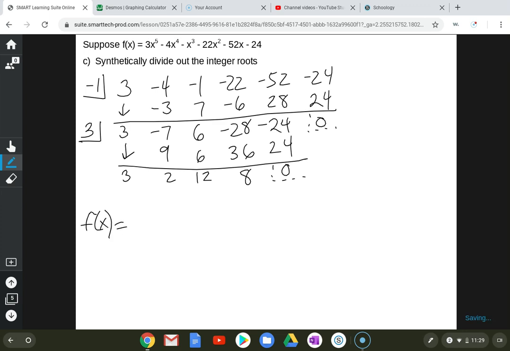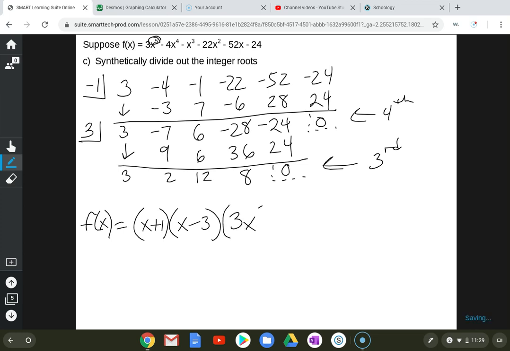So from the root of -1, I get x plus 1. From the root of 3, I get x minus 3. All right, I started with a 5th degree. So this line would be a 4th degree, which means this line would be a 3rd degree because I've divided out an x and I've divided out another x. So what I'm left with is 3x cubed plus 2x squared plus 12x plus 8.